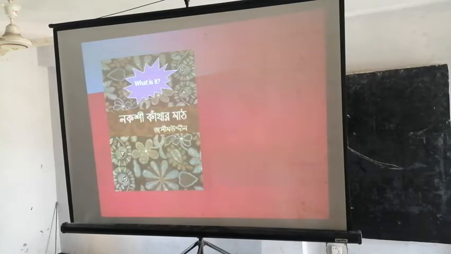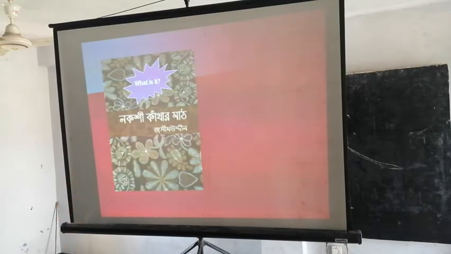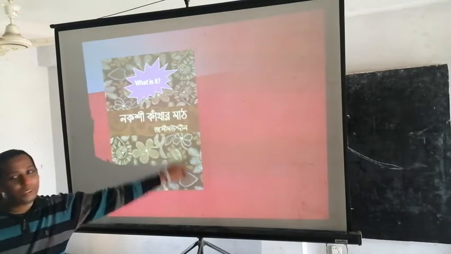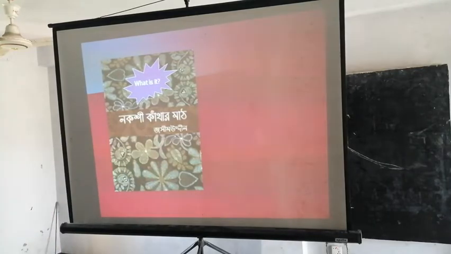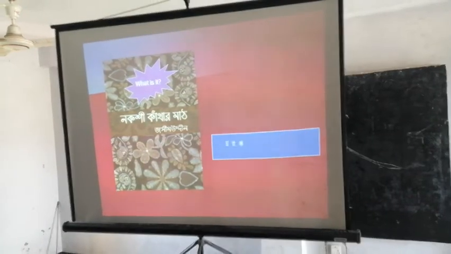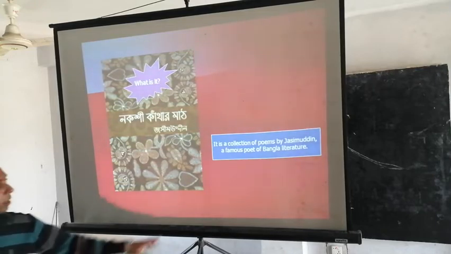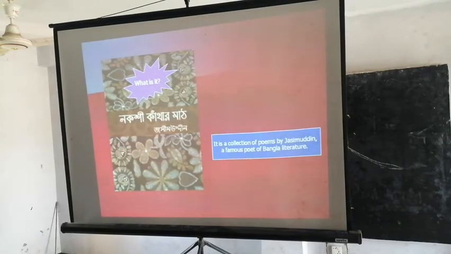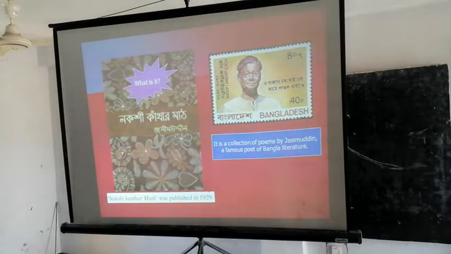My dear students, look at the picture very carefully. This is a picture of a book. Can you tell me who wrote it? Yes, this is written by Jasimuddin. What is he famous for? He is famous for poems. Nokshikathar Math is a collection of poems by him, a famous poet of Bangali culture. This book was written in 1929. He was born in 1903 and died in 1976.